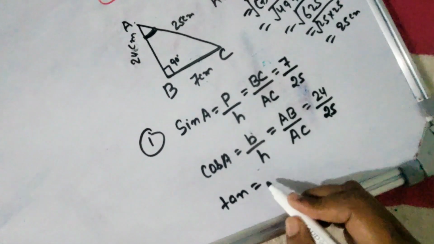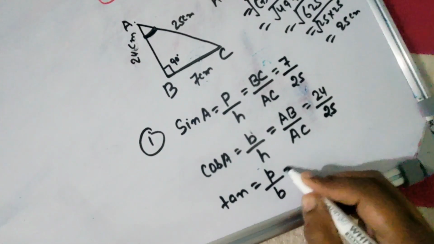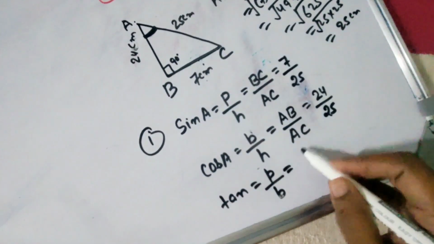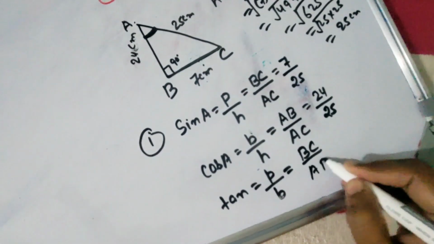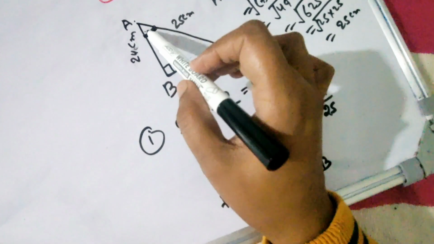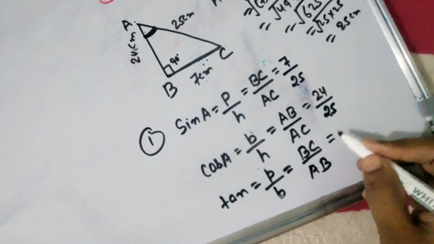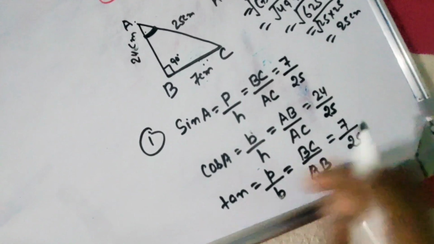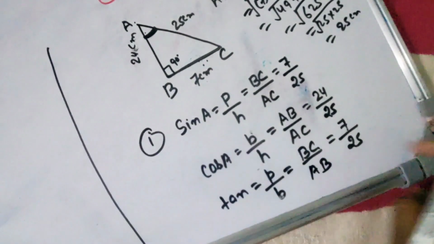Tan formula is what? Perpendicular by base. Then tan A. Tan A: perpendicular is what? BC, 7, and base is AB. Because perpendicular is just the opposite side of the angle, BC is the opposite side of the angle, and the base is the adjacent. BC is 7 and AB is 24.